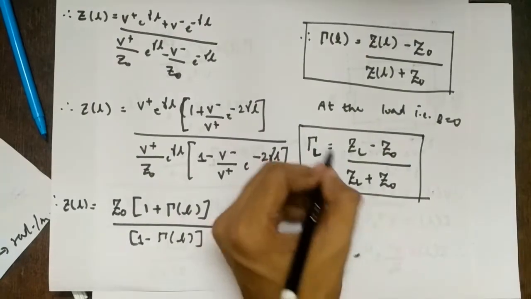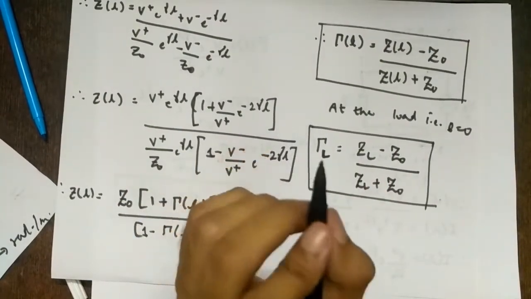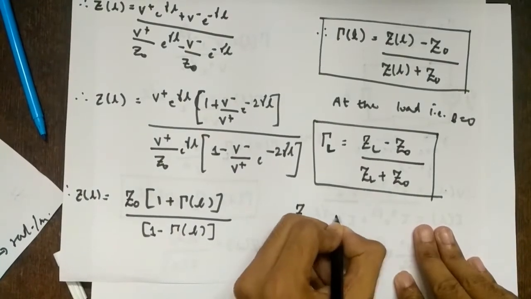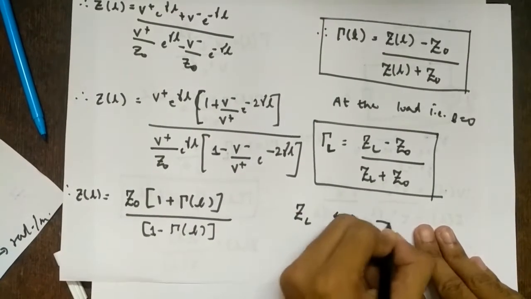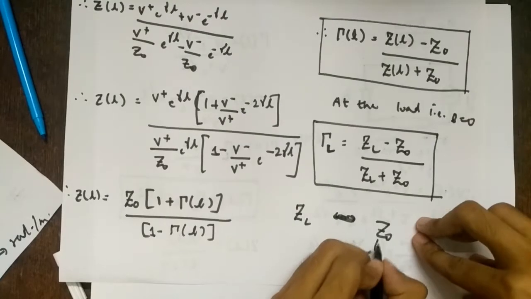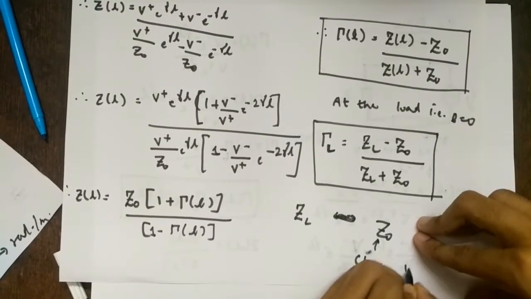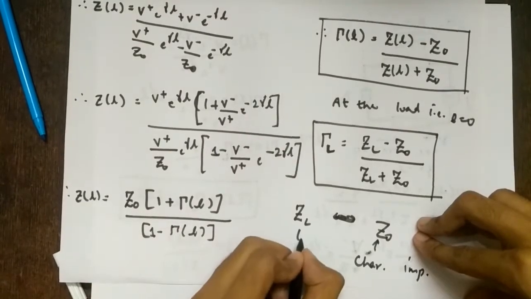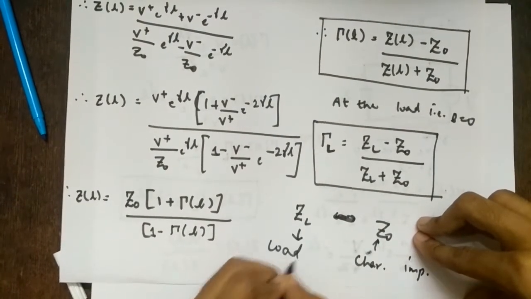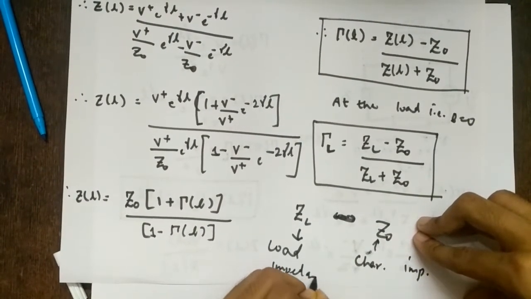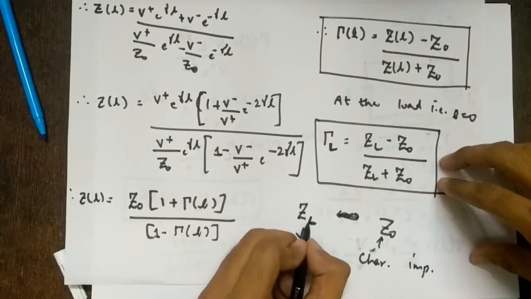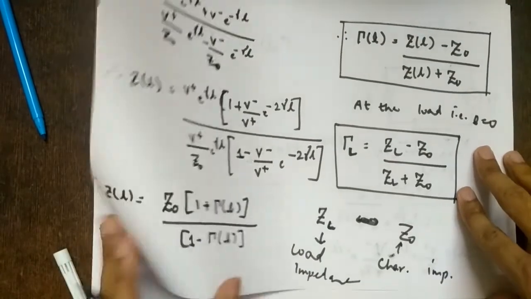So at the load we have the direct formula. A very important point here: what is the difference between Z suffix L and Z0? Z0 is the characteristic impedance, right? And ZL is the load impedance, or impedance at the load. So that is the difference. Don't get confused here, and this L is capital, remember, right?